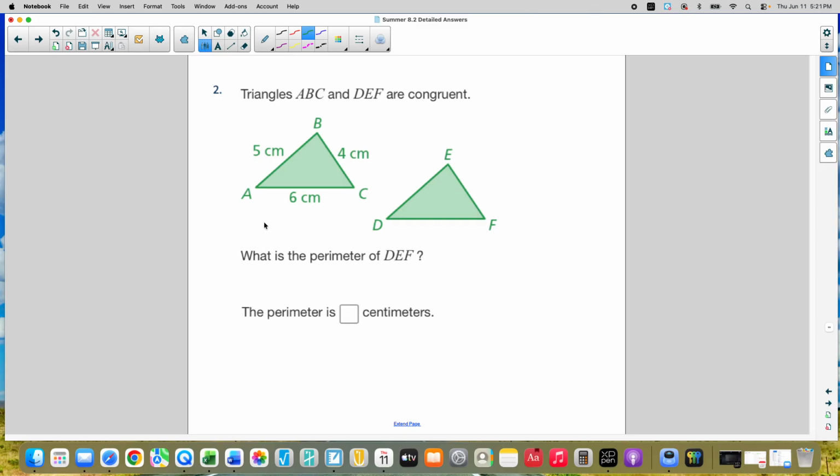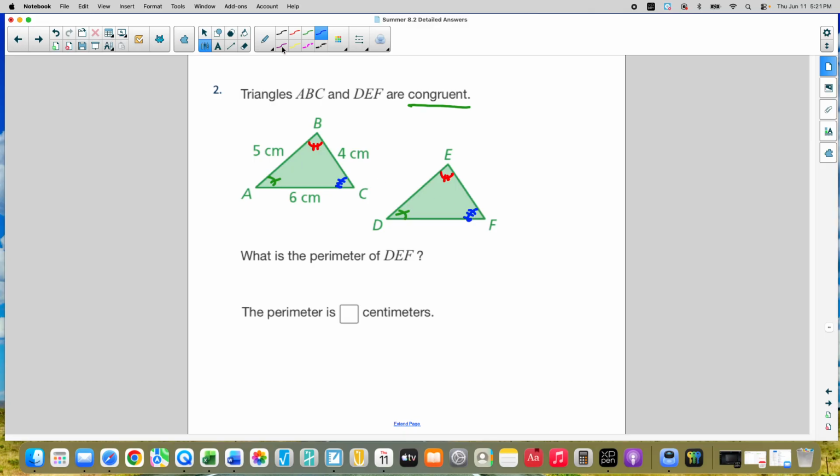The perimeter, well, if they're congruent, that means they have equal angles. This angle is congruent to this angle. They use those little signs, which are called congruency signs. This angle is congruent to this angle. And this angle, you have 3 tick marks, 1, 2, 3, is congruent to that.